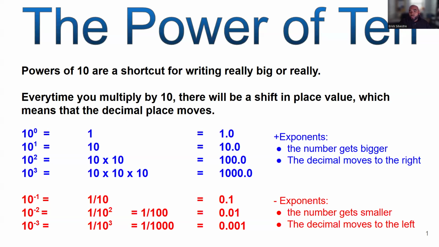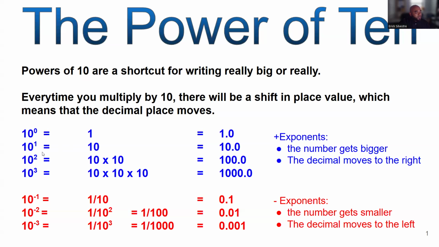Before we start with scientific notation, I want you to understand what the meaning behind it is. Before we do that, you need to understand what the power of 10 means. Scientific notation is founded on using the power of 10. So whenever we use the power of 10, we're writing big numbers or small numbers as a shortcut. Every time you multiply by 10, there will be a shift in place value, which means that the decimal place moves.